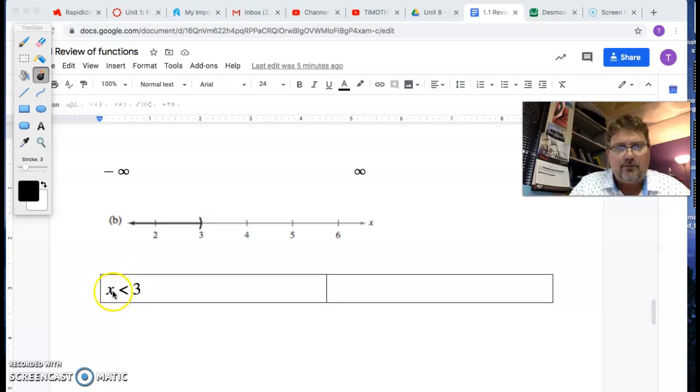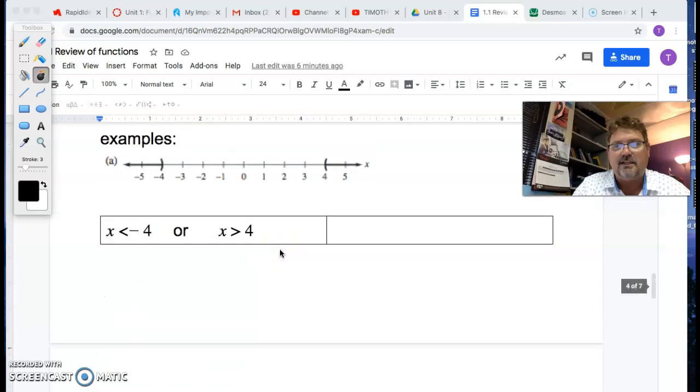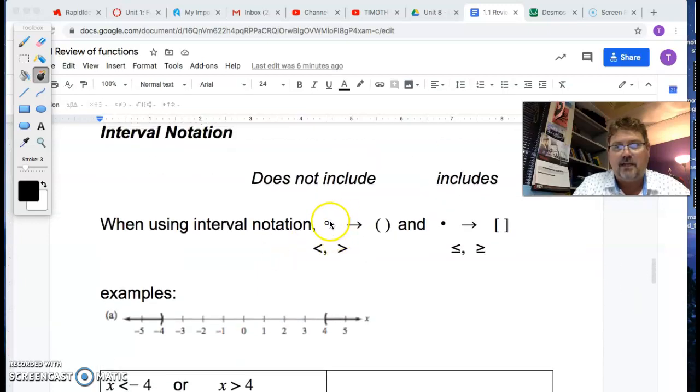This one right here does not include that number 3. And you go back up here and see it. Our rule says, hey, open circle corresponds to this. Now it's an open parenthesis. Okay, so that's the first thing.